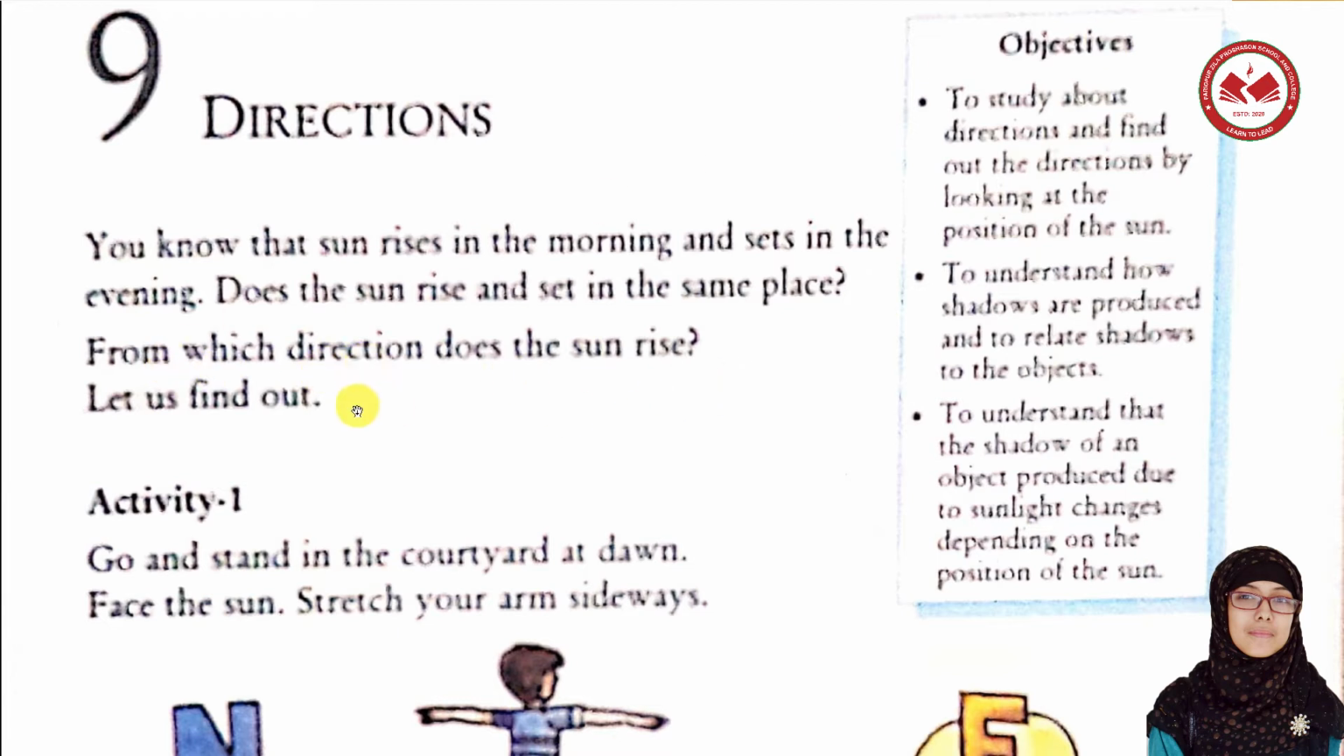From which direction does the sun rise? So they have asked you another question, that from which direction does the sun rise? From which direction? তো তোমার কি মনে হয় যে সূর্য কোন দিক দিয়ে উঠে বা উদয় হয়? From the east, right? Exactly. So সূর্য উদয় হয় পূর্ব দিকে, east, পূর্ব দিকে. Let us find out. So we already know the answer here. So let us find out.